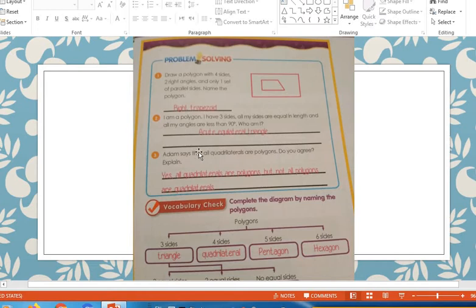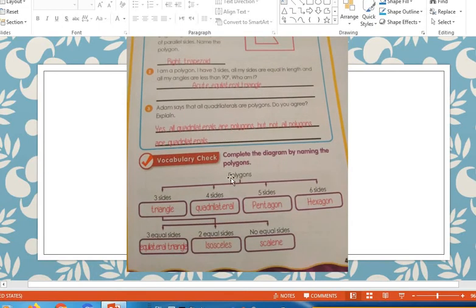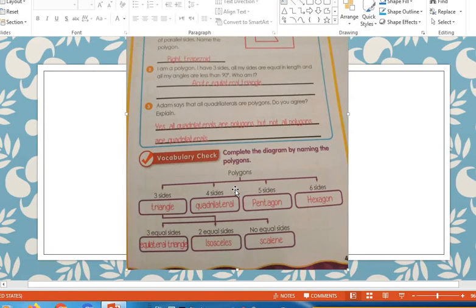Adam says that all quadrilaterals are polygons. Do you agree? Yes, all quadrilaterals are polygons, but not all polygons are quadrilaterals, like the triangles.